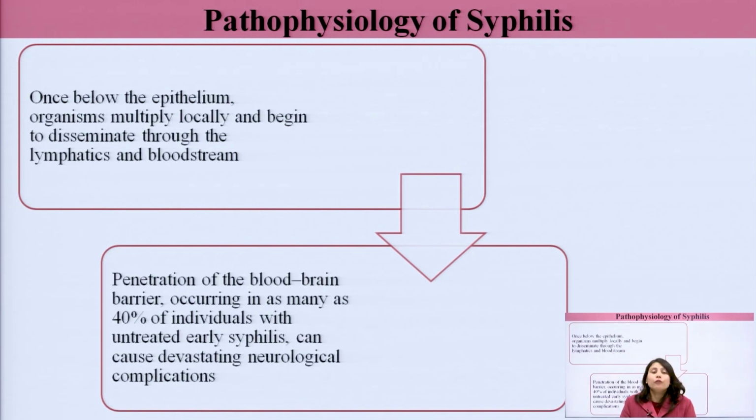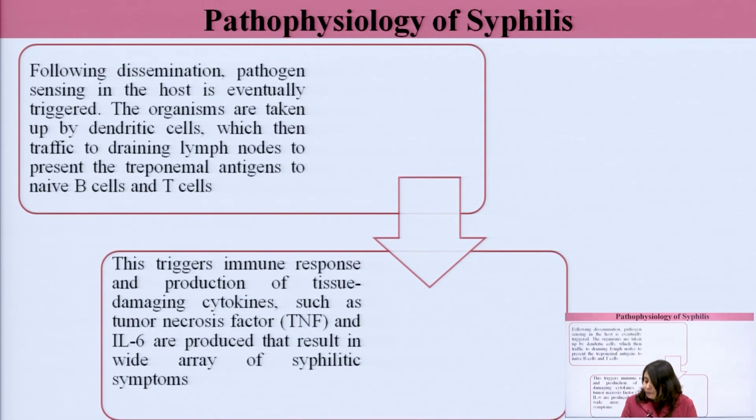So, basically in 40% of people it is seen that syphilis, or Treponema pallidum, can pave its path to the CNS. In 40% of individuals, it has been seen that it can cross the blood-brain barrier and reach the CNS, resulting in various neurological complications.